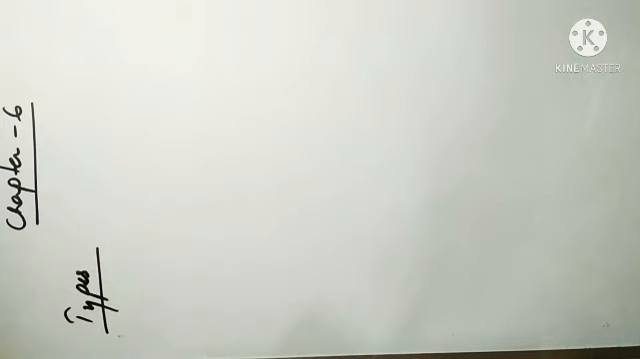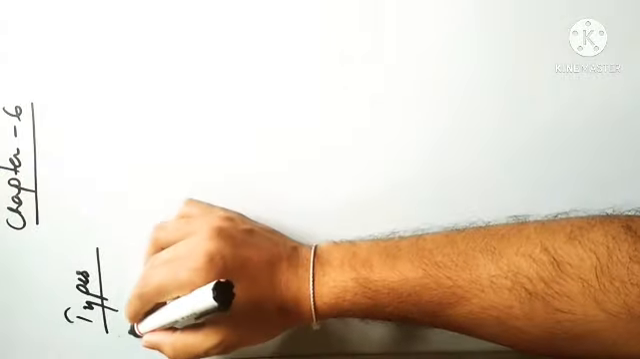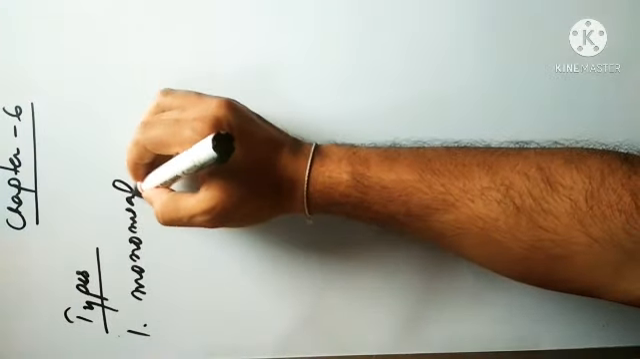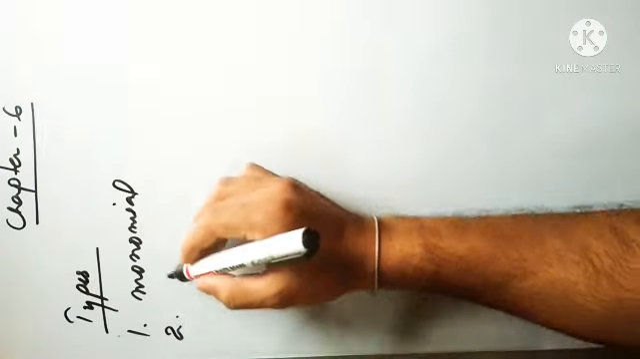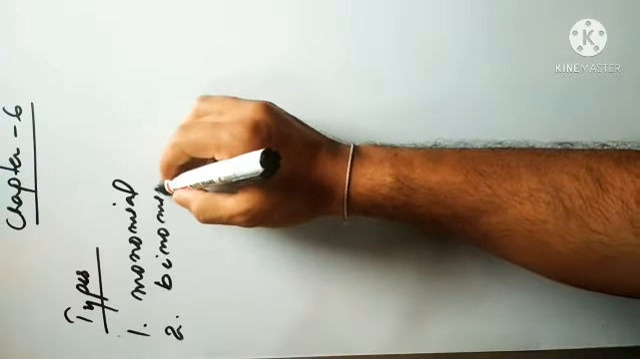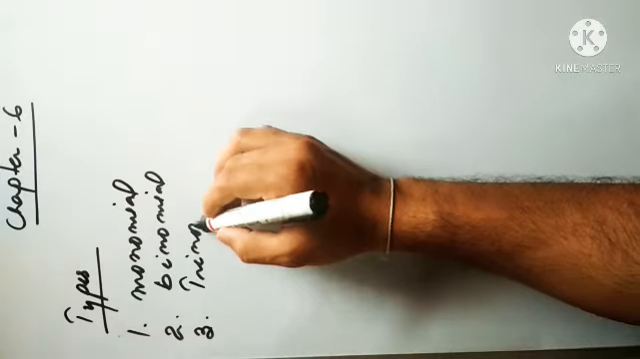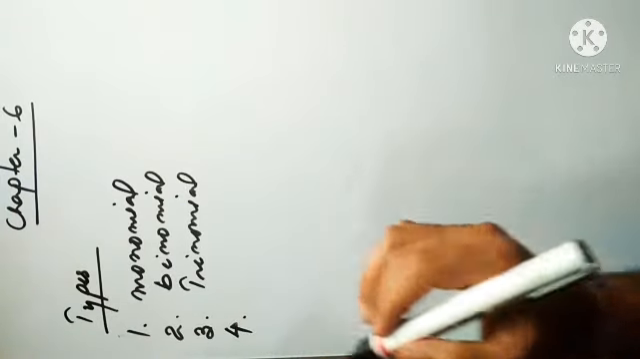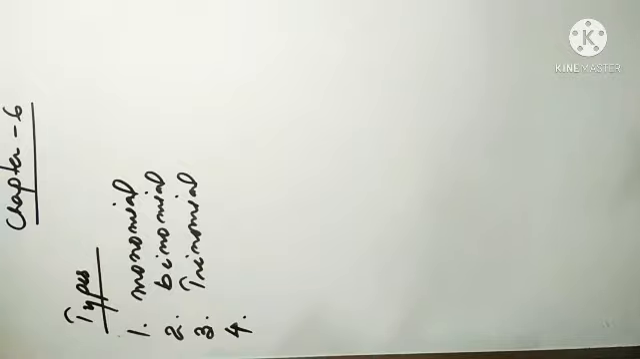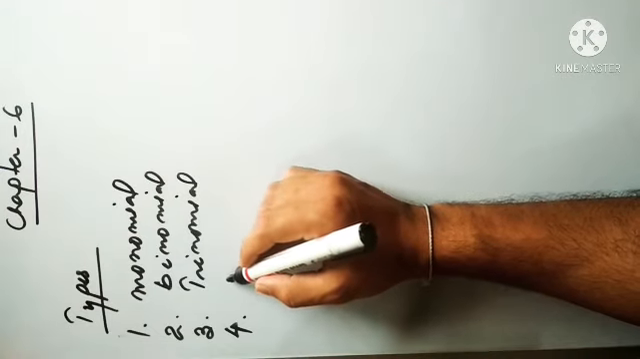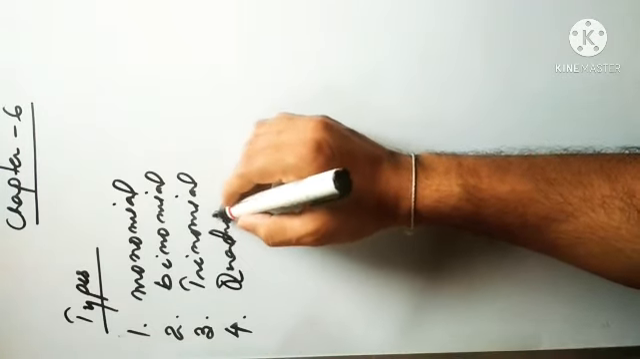Now let me tell you the types of algebraic expressions. We classify them on the basis of the number of terms. If the algebraic expression has just one term, we call it a monomial. If it has 2 terms, we call it a binomial. If it has 3 terms, we call it a trinomial. I'm just reminding you once again, all these things you have studied in previous classes. And then, if it has 4 terms, we call it a quadrinomial.